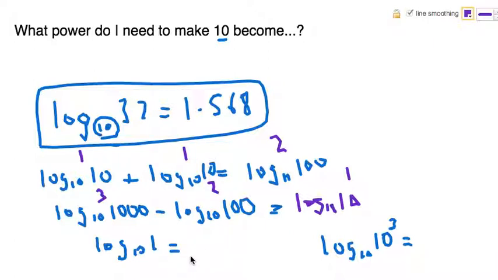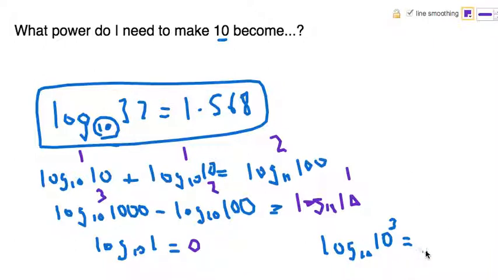Log 1, like I said on Monday, it's considered to be a rule, but really if you just read it, what power do I need to make 10 become 1? 0. I already know that from the rules of indices, so it's a strange one that. Is it a rule? Do we need to remember it as a rule or just an obvious fact from indices?